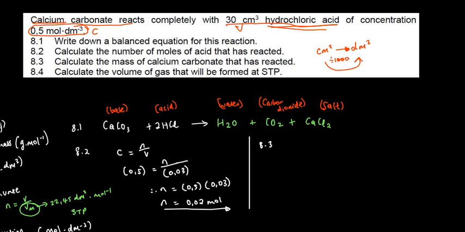If we check for hydrochloric acid, we are given numbers such as 30, we are given numbers such as 0.5 and the units, which tells us that they are giving us some information about the hydrochloric acid, such as the volume and the concentration. So my question is, do you have any information about either number of moles, volume, or concentration of calcium carbonate?